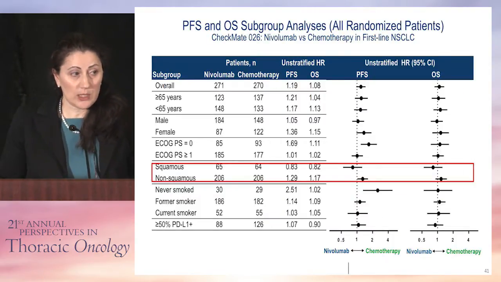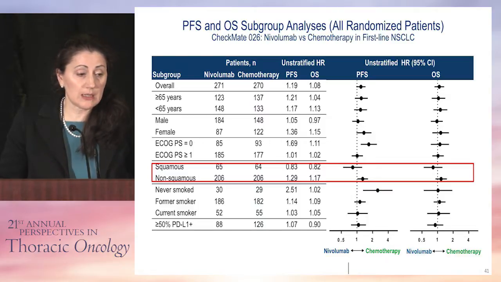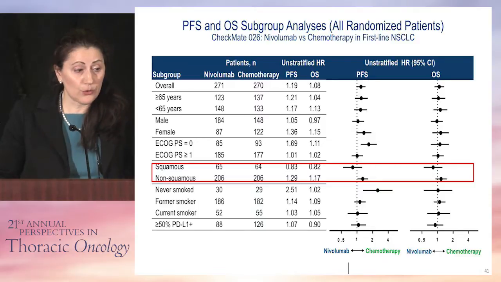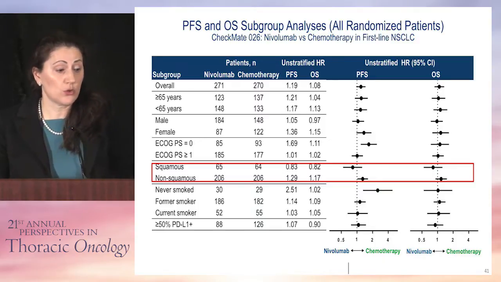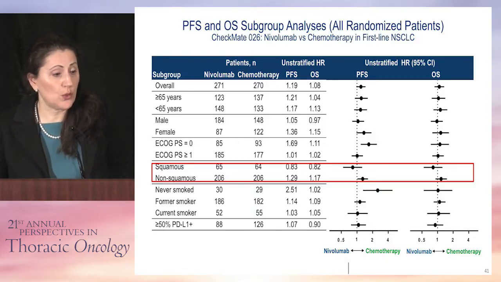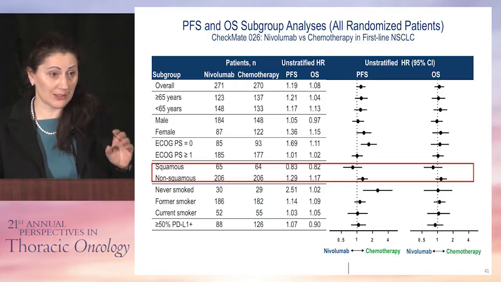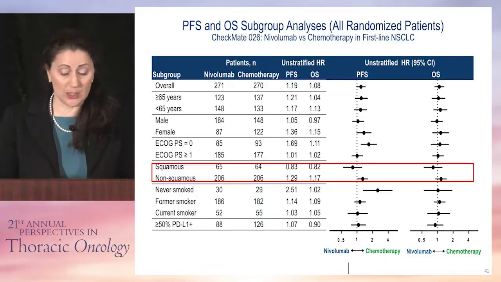In the squamous population, though, the benefit is still there, and this was shown in subset analysis in the forest plot. So the hazard ratio in this otherwise negative study for squamous lung cancer patients was 0.83 for progression-free survival and 0.82 for overall survival, suggesting benefit in this group of patients.